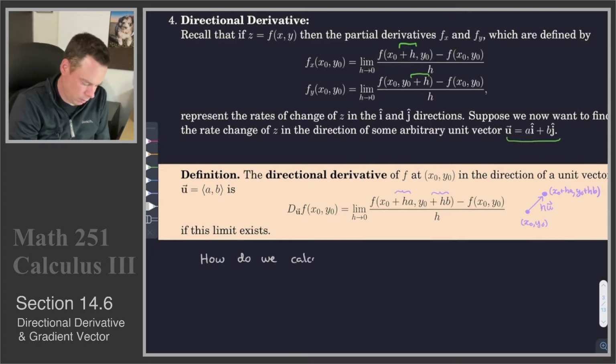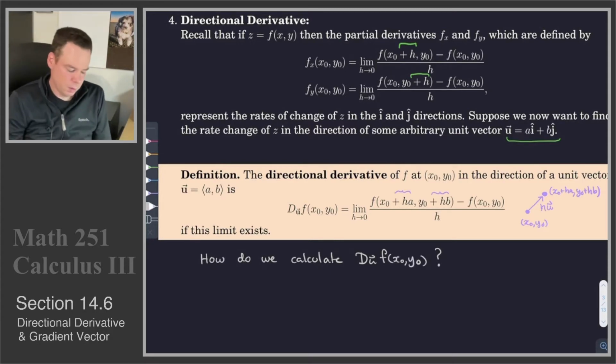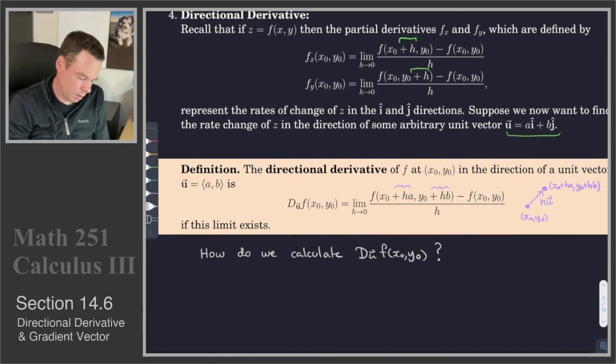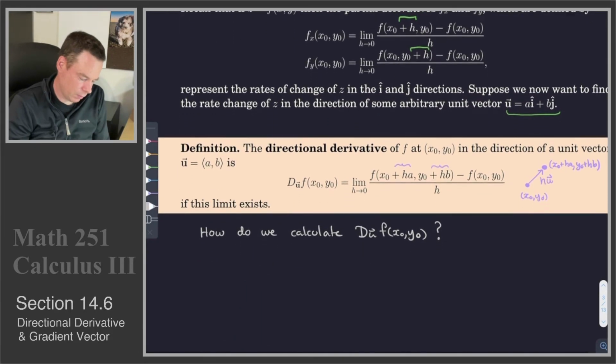How do we calculate the directional derivative D_u f(x₀, y₀)? So that's our limiting definition. It would be nice if we could use differentiation rules to calculate the derivative, and in fact we can, and we'll see how it's related to the partial derivatives, the ones above.